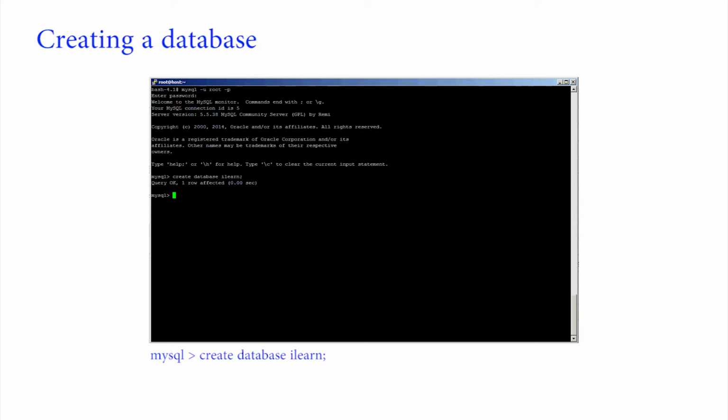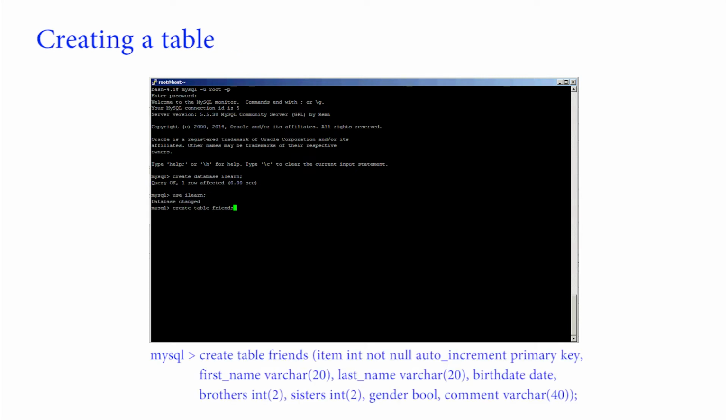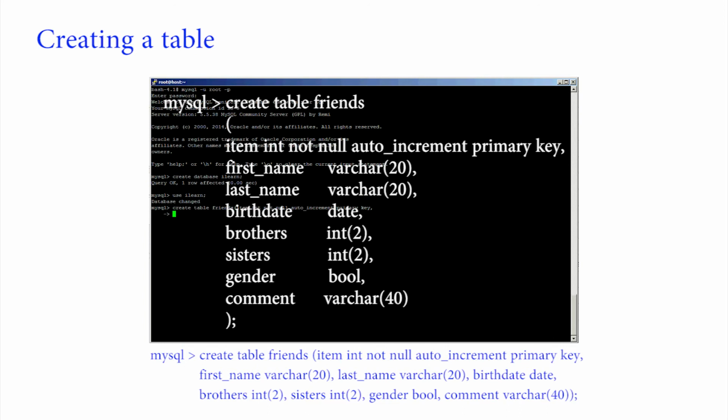All we need to do now is to set up a table and then add data. The command to create the friends table looked like this. It looks complex until it's broken down across a number of lines like this. Create table friends, item int not null, auto increment primary key. First name varchar, last name varchar, birthdate date, brothers int, sisters int, gender bool, comment varchar.